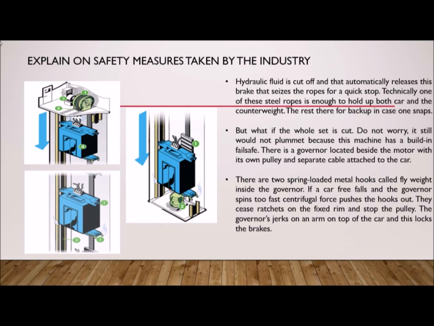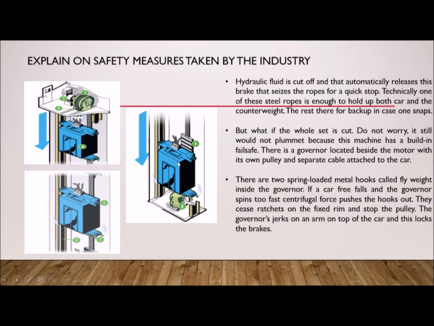If the car free falls and the governor spins too fast, centrifugal force pushes the hooks out. And this is when it snaps, and the brake on the bottom of the car automatically functions. And what if it free falls?